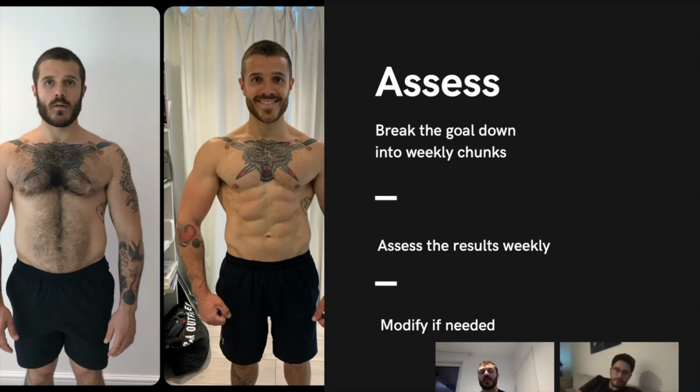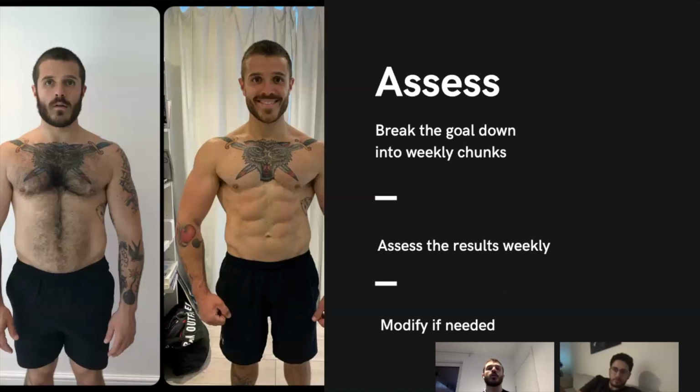So once we have the big goal in mind, then let's break it down. I like to break it down into weekly chunks. So give myself weekly targets. So I can assess the results weekly, and I can modify if needed. So although the goal can be 3 months down the line, if I break it down week by week, I can actually check if I'm on track. And then I can modify if needed, so I can stay on path throughout the journey.